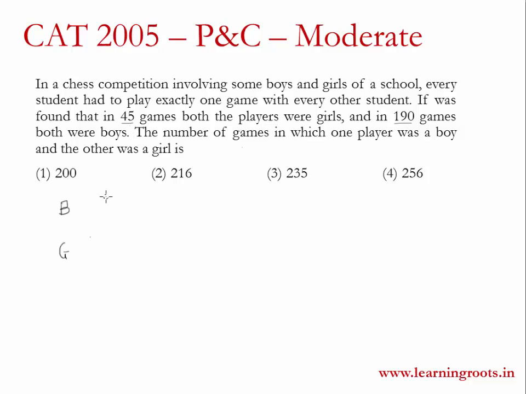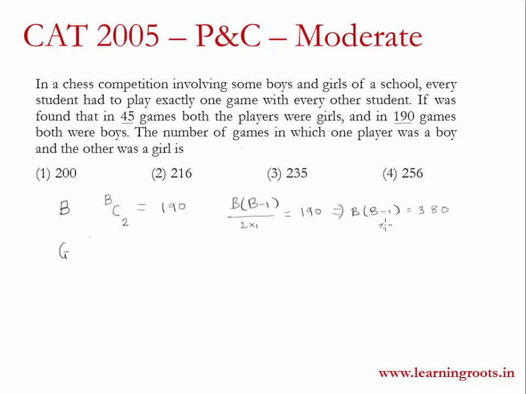So can I say that to create one game between two players, I need to select two players first? Which means that if I select two players from B, which is the total number of boys, I'll have BC2. So I can select two players from B players in BC2 ways, and BC2 is what they have given as 190. Now BC2 is 190, so if I expand this, I'll get B into B minus 1 upon 2 into 1, which is nothing but 2. This will be equal to 190, and this will further give me B into B minus 1 as 380.